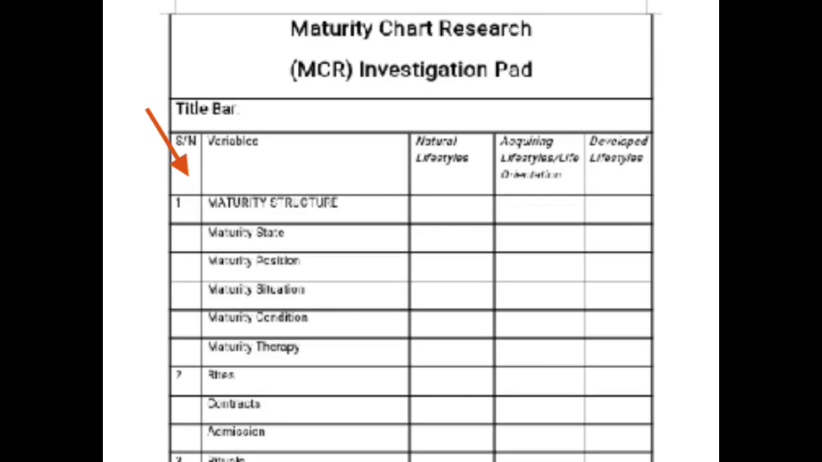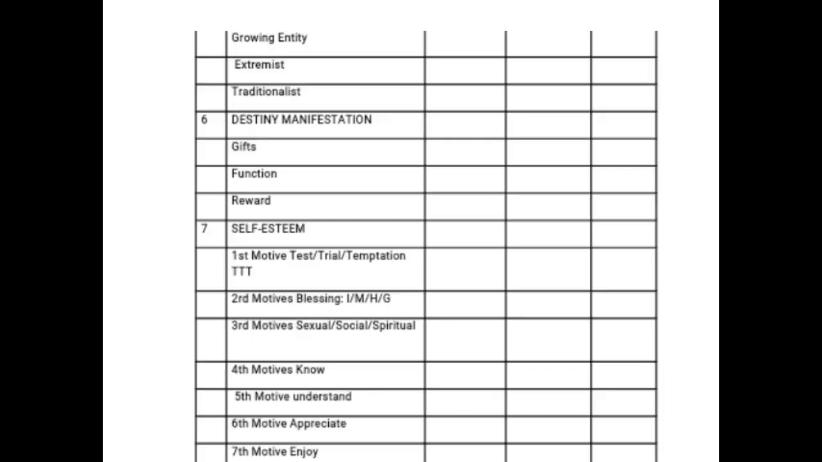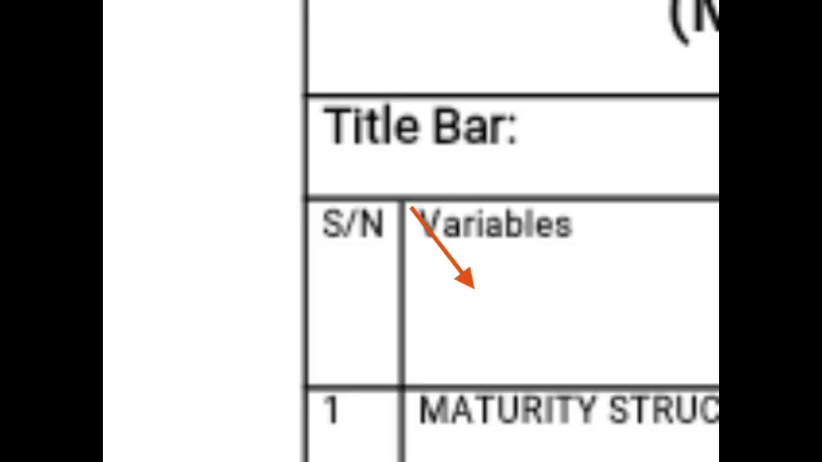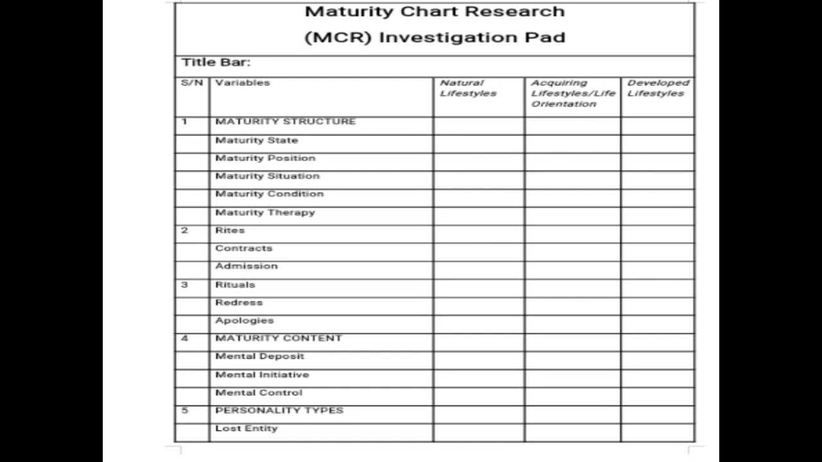Now let's look at the serial number. The serial number really is what you find there. I have 1 to 7. We've split this into two: you have 1 to 5 here, and then 6 to 7 at the remaining part. We have variables. Of course, you can see it. We have 1 to 6 variables. Everything here is called the variables on the MCR Investigation Pad.